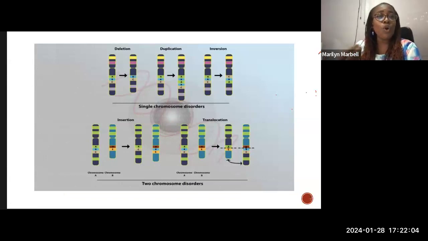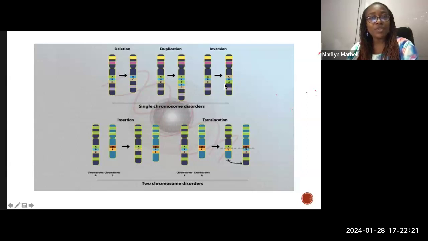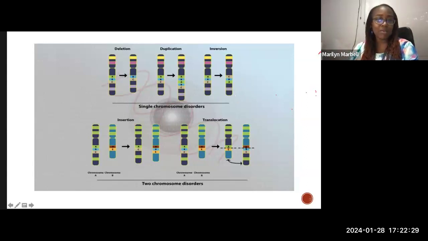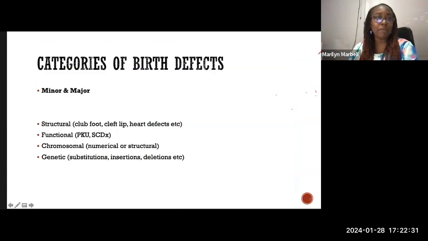It could be what we call a deletion. Deletion means that if you look at the first one, we're supposed to copy ABC, then we copied BC. Or it could be a duplication: we're supposed to copy ABC, then we copied ABCABC. It could be an inversion: we're supposed to copy ABC, we copied CBA. It goes on like that. It could be insertion, it could be translocation. These are all technical, so I won't spend much time on it.